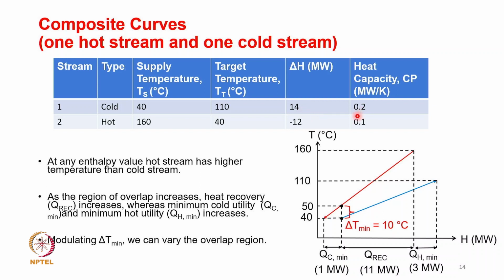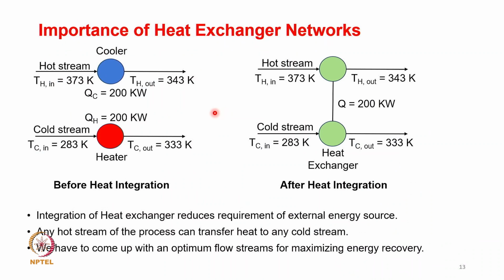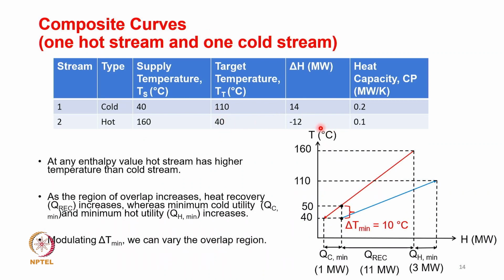and the fluid heat capacity is, let us say, 0.2. And let us look at a hot stream whose temperature is to be brought down, which has a supply temperature of 160 and a target temperature of 40. Fine. So of course you can pass them through a heat exchanger in a particular sequence, and this would result in the heat transfer.